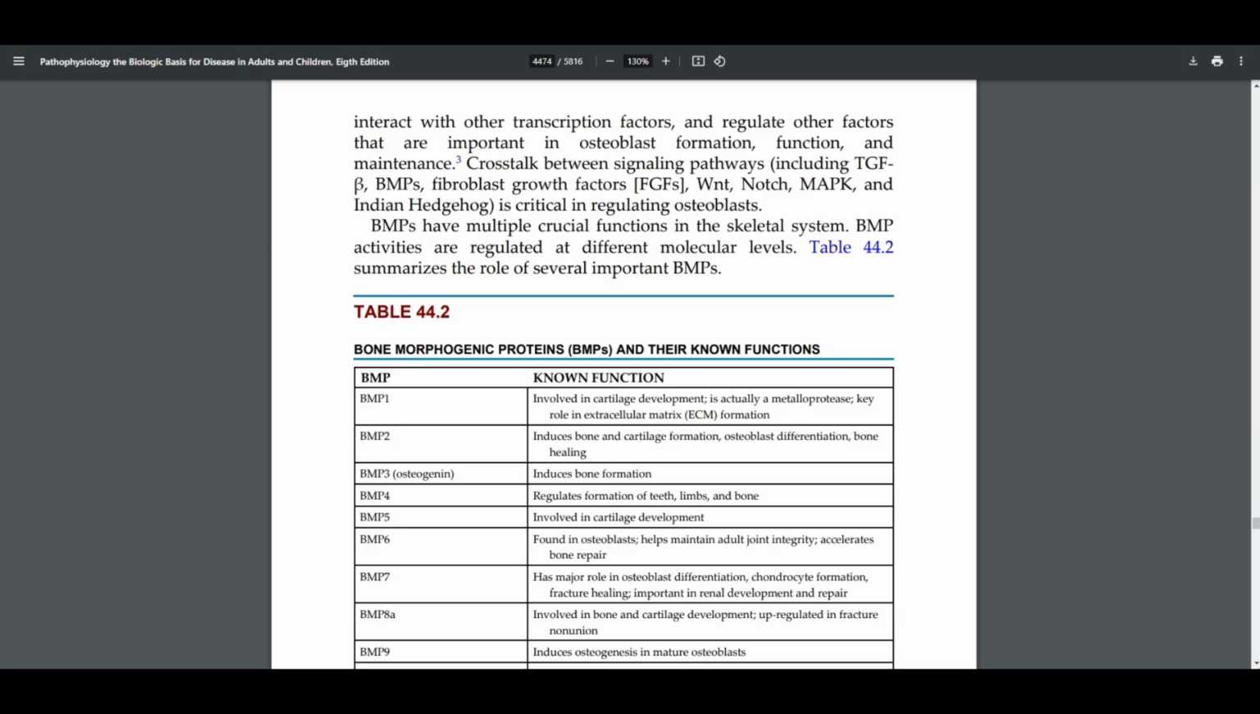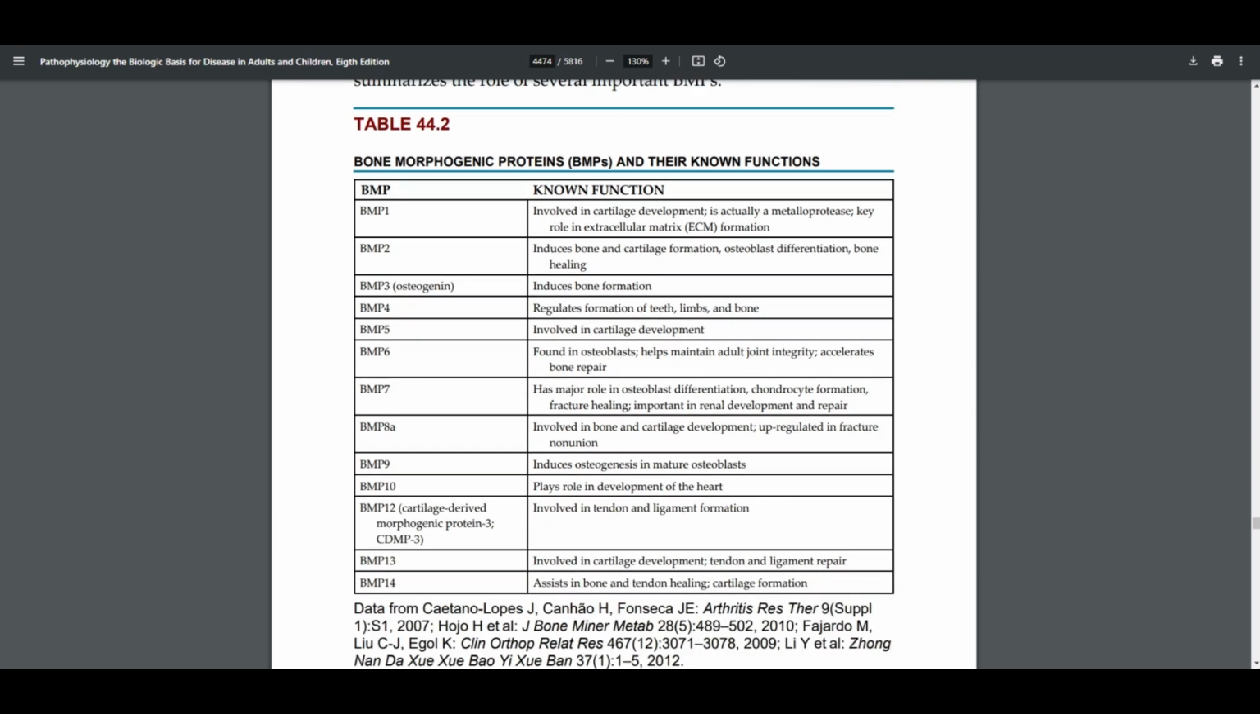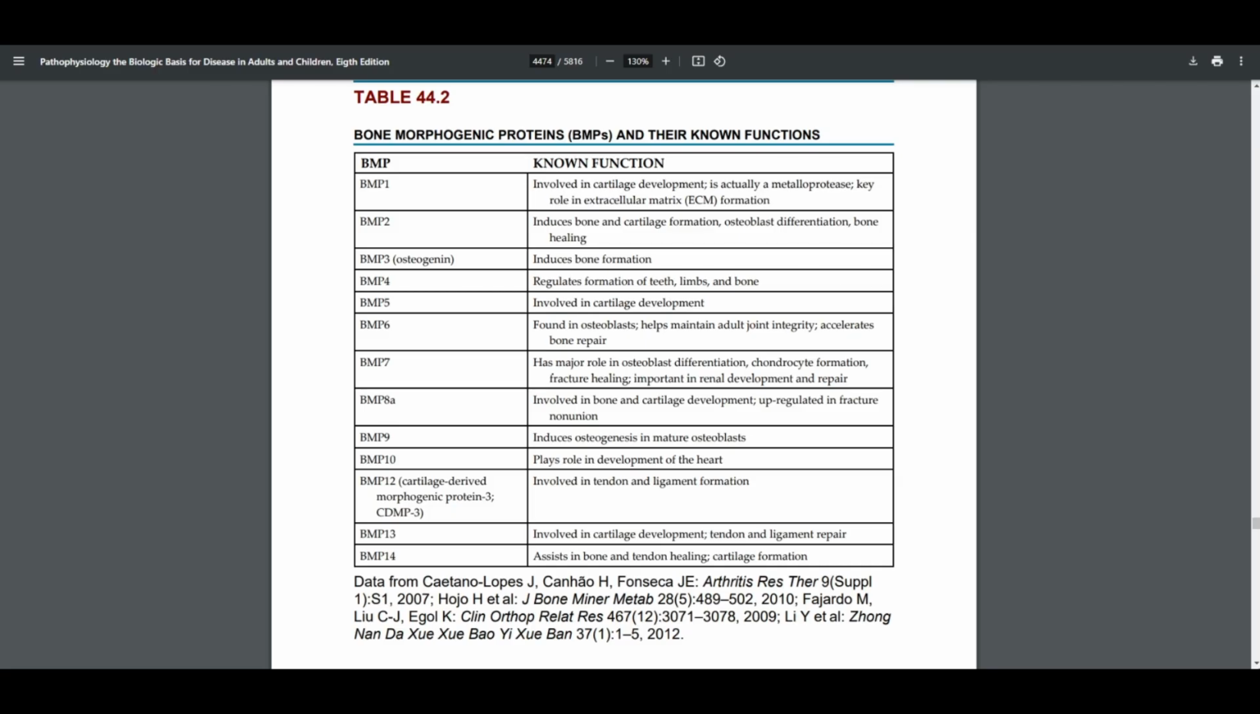Crosstalk between signaling pathways is critical in the regulation of osteoblasts. BMPs have multiple crucial functions in the skeletal system. Activities are regulated at different molecular levels, summarized here at table 44.2, and the roles of several important BMPs. So, your bone morphogenic proteins and their known functions.